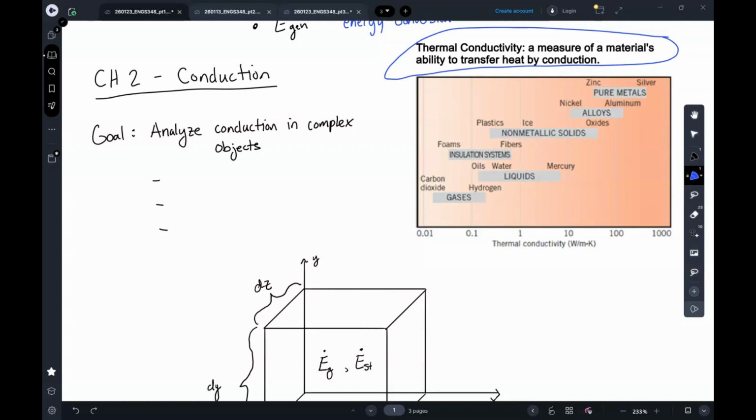So what do we mean by complex? This would be an unknown geometry, possibly internal energy generation, and could be changes in temp. So this could be heating up or cooling down. So possibly a lot of things going on. That's why we're saying it's a complex object.